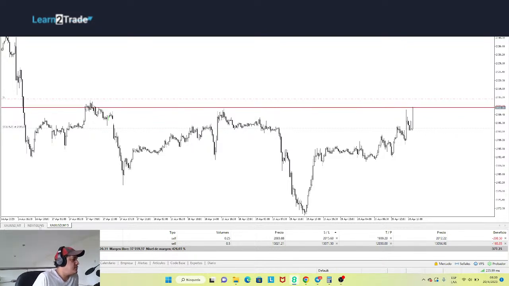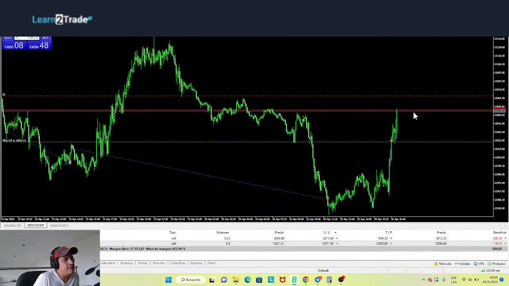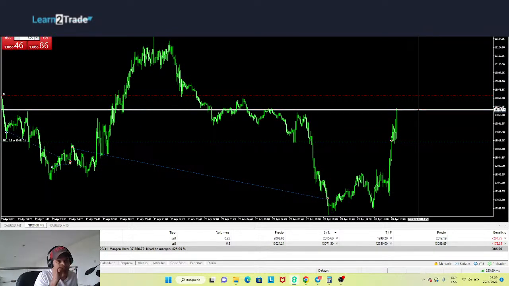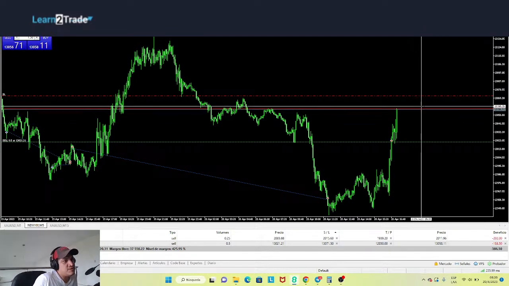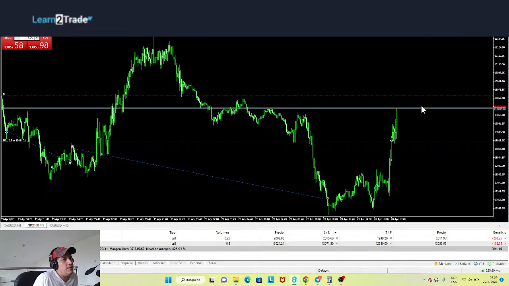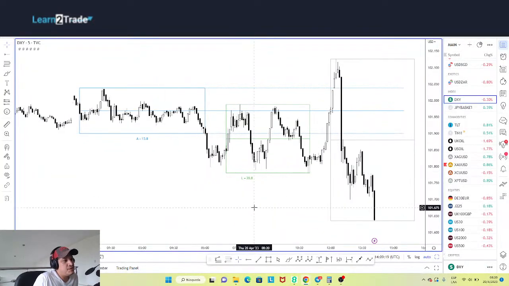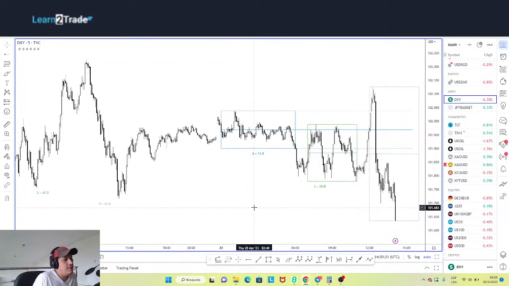Let's have a look at the Nasdaq. All right, the Nasdaq just broke those highs. If I get stopped out on both of those trades, I'll be down 1% today. So I'll be done for the day, which happens.